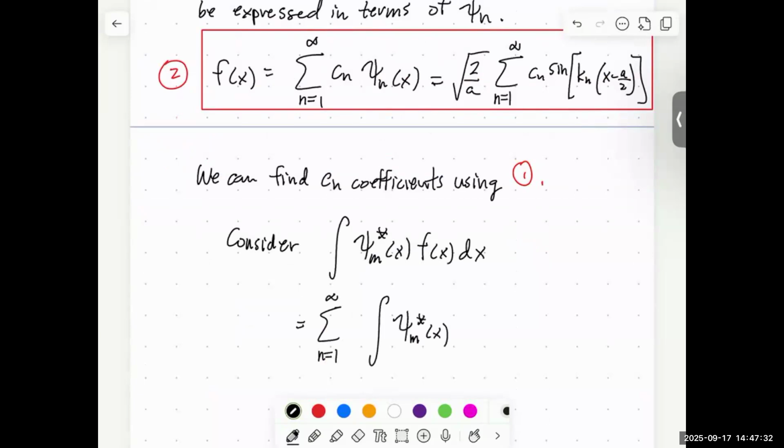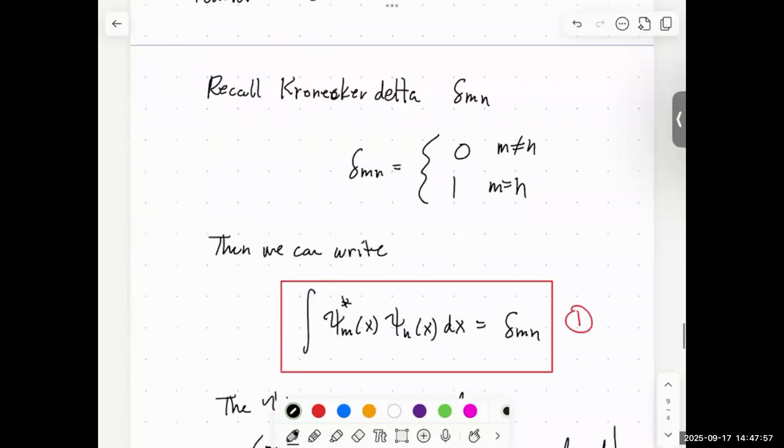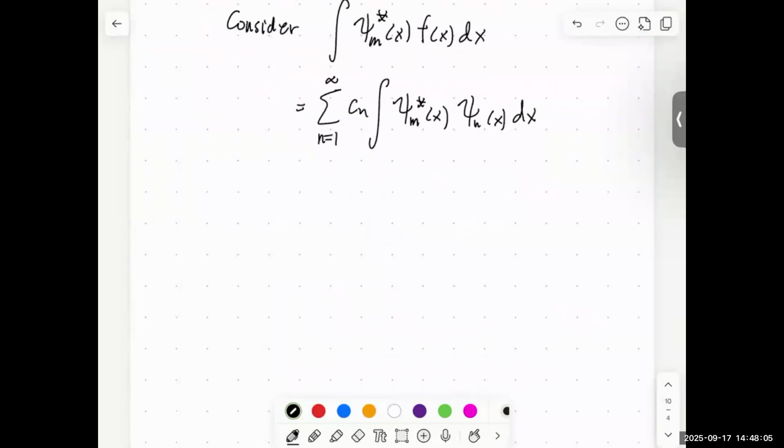And then we have to multiply by the f of x. We already have the sum. There's a Cn, the Cn's a constant. I can pull it outside the integral. We'll put it right there. And then all that's left is the psi n star dx. But this integral is exactly this integral, and it's equal to the delta function. So this is exactly delta mn from 1.